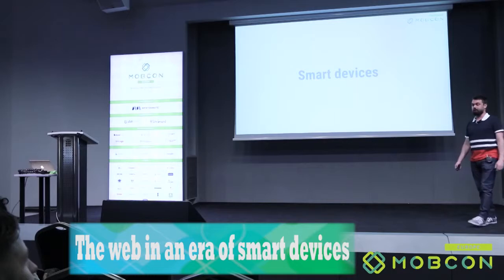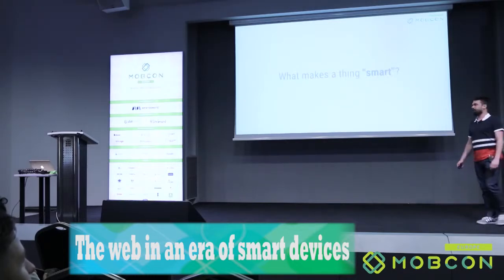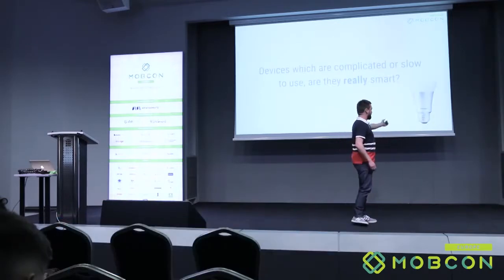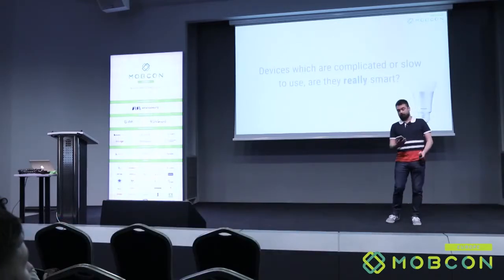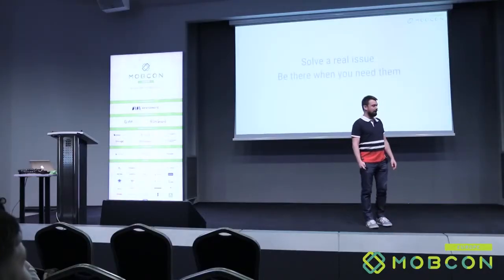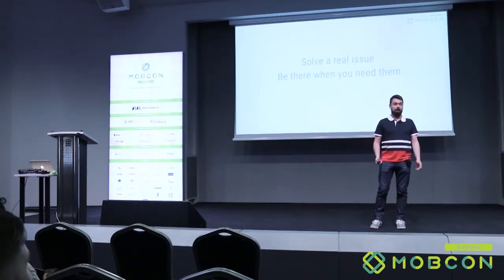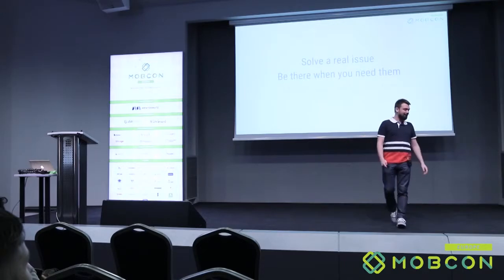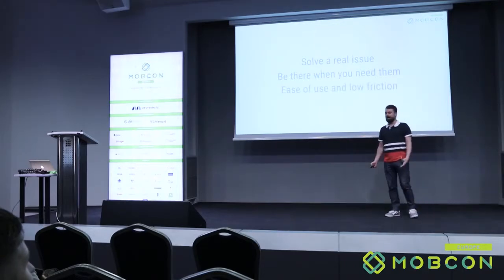But we're here today to talk about smart devices. So one thing you could ask yourself is, what makes a device smart? Is a device like this really smart if I have to pull out my phone, unlock it, find that app, launch that app, oh, there's my light, I can turn off the light? No, that's not really smart. We really want to solve real issues. We want to be there when you need it, like a small button on your wall to turn off the light. That's kind of useful. So you want ease of use and low friction.